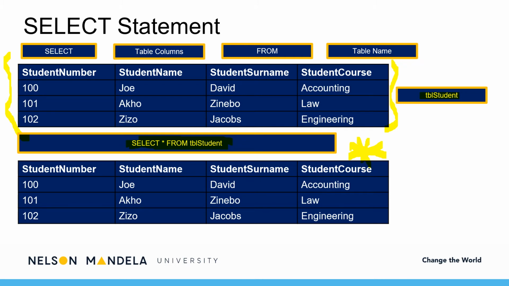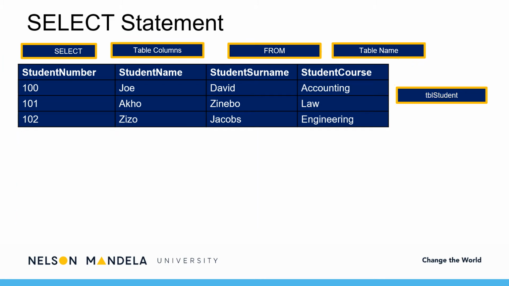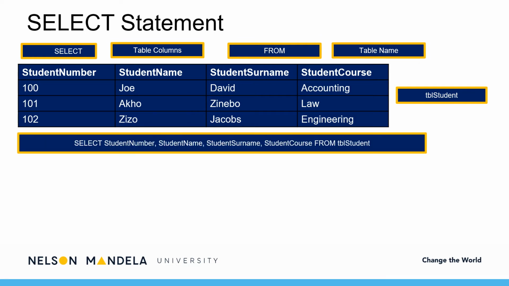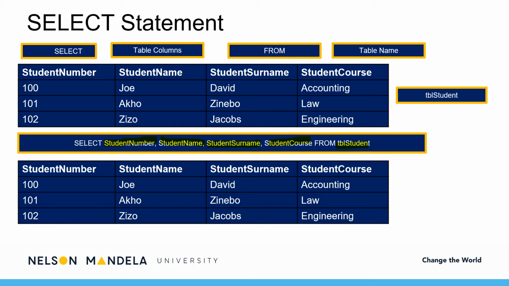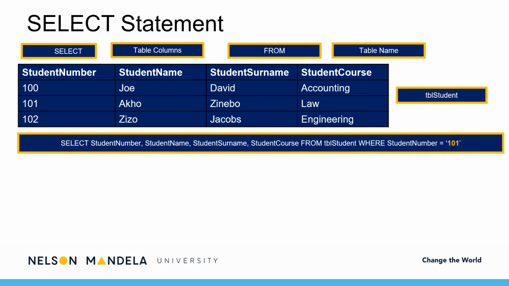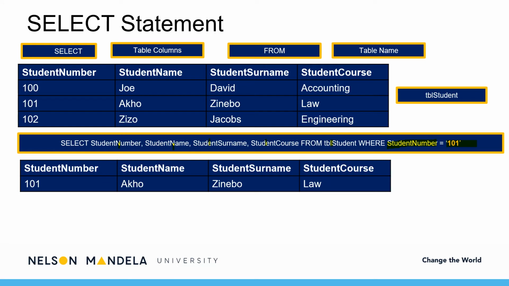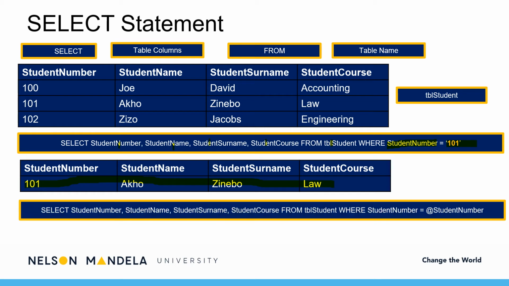Alternatively, you might want to just select specific columns. So now you're going to say select student number, student name, student surname, and student course from student. And then you're going to see the same data. And then what you can also do is say select student number, student name, student surname, student course from student where student number equals 101, which means that you only want to see where the student number equals 101. And then this is the only student that is going to be returned for you.